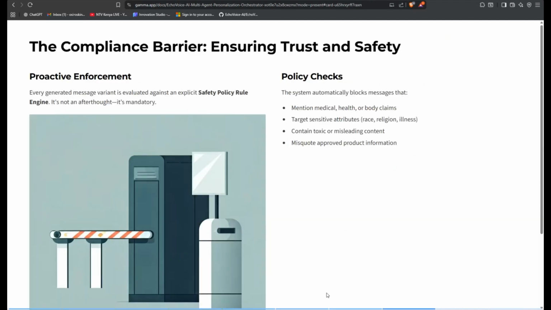Now, we are looking to overcome the compliance barrier, that is to ensure trust and safety. Every generated message variant is evaluated against an explicit safety policy rule engine, which is totally configurable to the user's needs. The system automatically blocks messages that mention medical, health, or body claims, target sensitive attributes such as race, religion, or illness, contain toxic or misleading content, or misquote approved product information. And also the citations and auditability allow all approved outbound messages to include citations, especially for the purpose of observability.